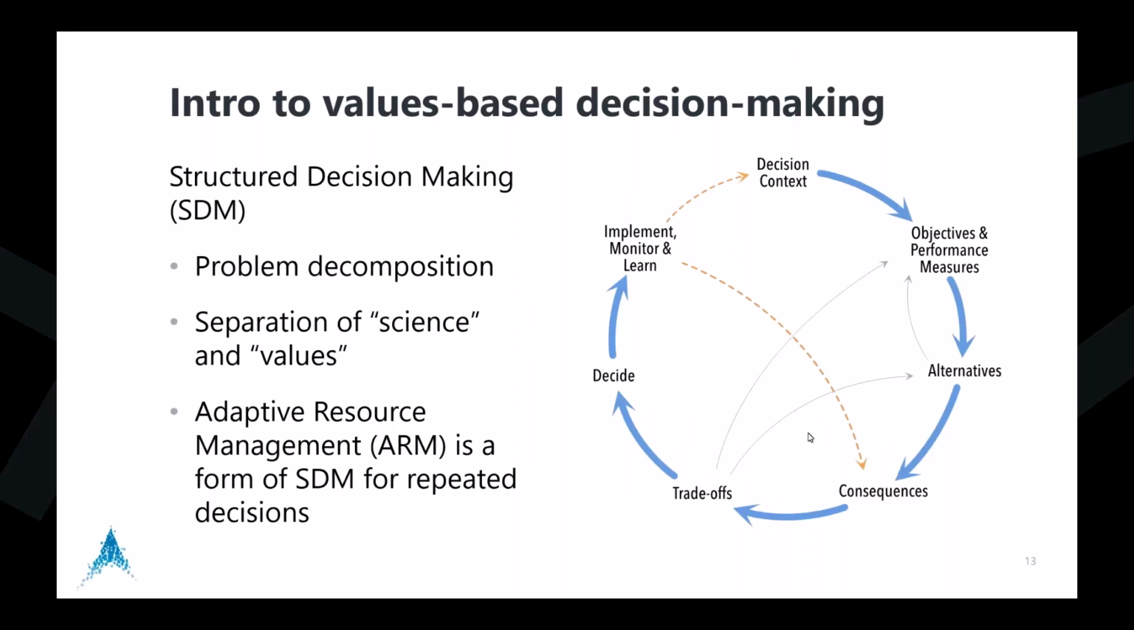implement a different decision. And then there are also arrows where adaptive management can go even further back in the process and update, maybe our objectives have changed, maybe our alternatives have changed. And certainly thinking about how we update those values-based components is what we're doing in this process.